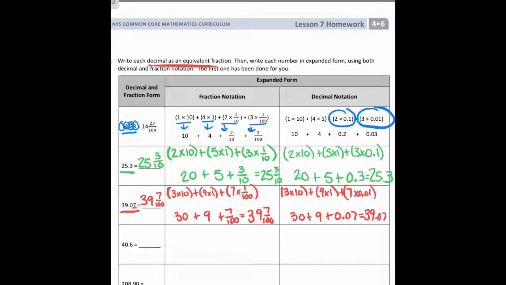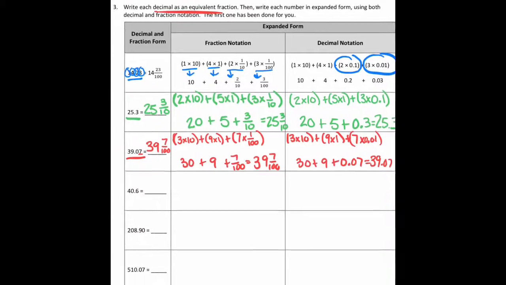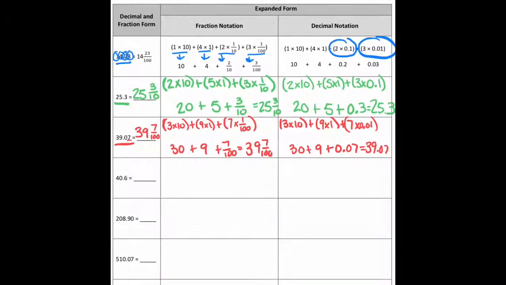Okay, the next one is 40.6. So I'm going to write, it looks like the 6 is in the tenths place, so it's going to actually be 40 and 6/10ths. And then when I do it in fraction notation, there's a 4 in the tens place. I'm going to say 4 times 10. There's actually nothing in the ones place, so I don't have to worry about it. So I'm going to skip on over to the tenths place. So I'm going to say plus 6 times 1/10. And that's it. So the 4 times 10 is 40, plus 6/10 is going to equal 40 and 6/10.